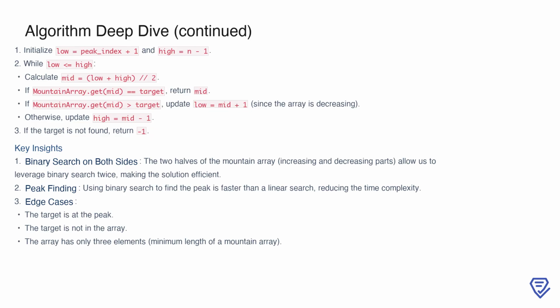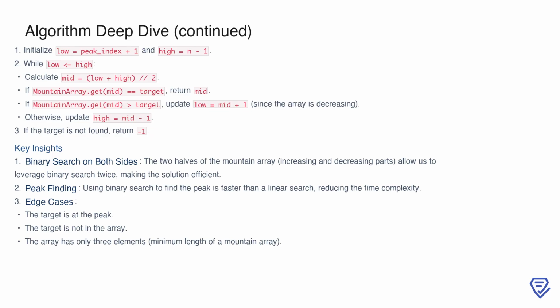If the value is less than the target, we decrease high to search the left side. This adjustment accounts for the descending order of this section. If the target is not found after finishing the search, we return -1, indicating that the target does not exist in the array.